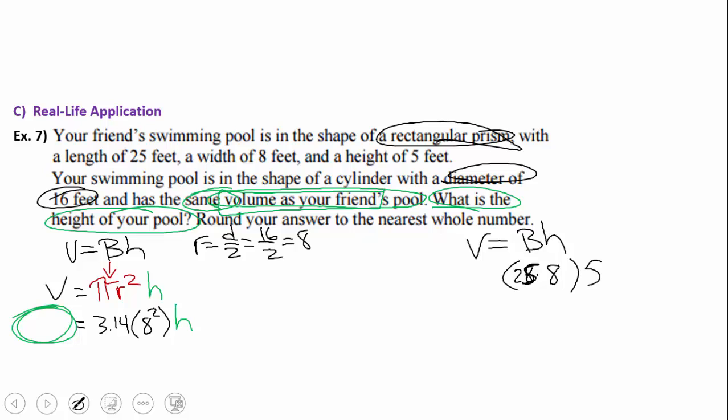25 times 8. My bad, 25 times 8. And that's going to be our volume. And so when we multiply 25 times 8 and multiply that by 5, we get 1,000. And that's feet cubed.